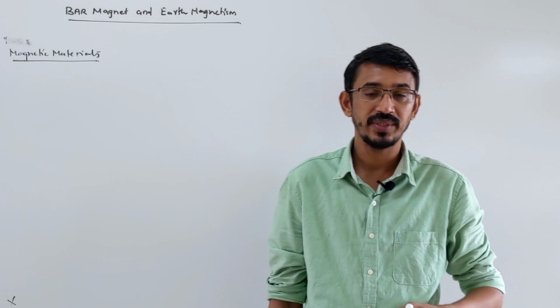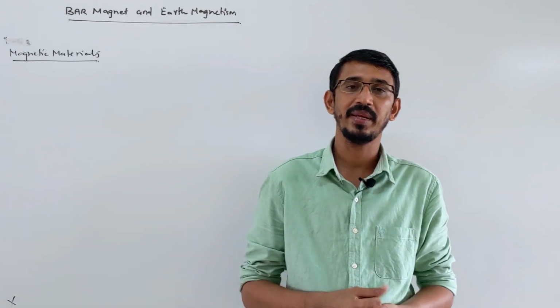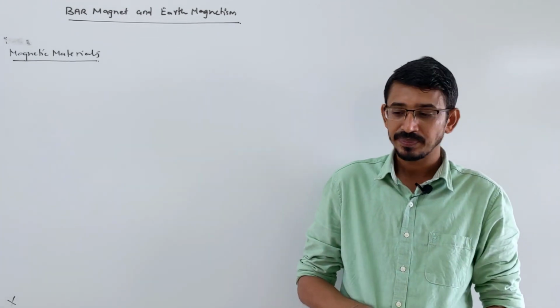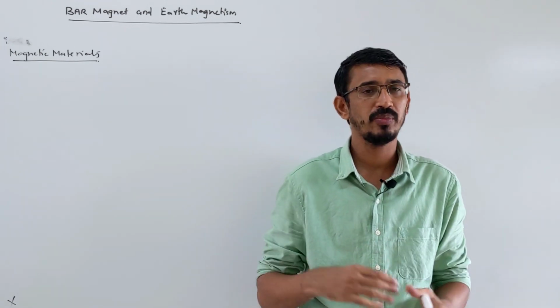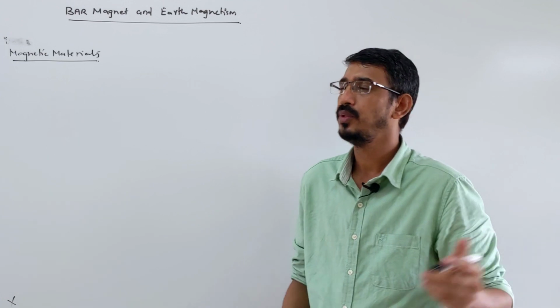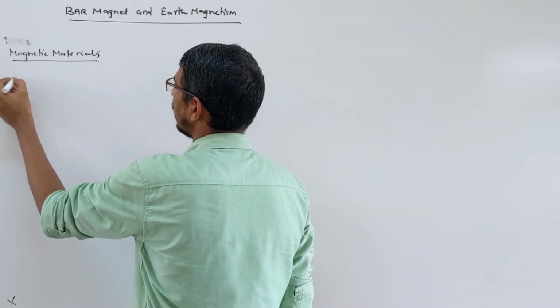Actually, you all know that we have three types of magnetic material: diamagnetic, paramagnetic, and ferromagnetic, right? So the main thing is how to make a magnetic material, how to magnetize a material. What you do is take a material and put it inside a solenoid generally.